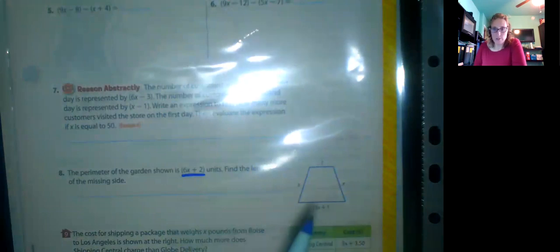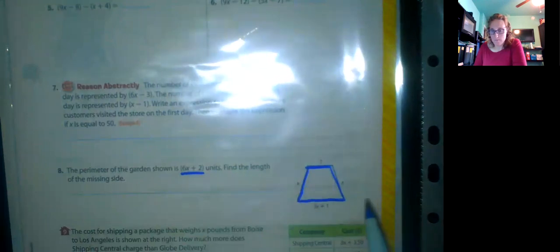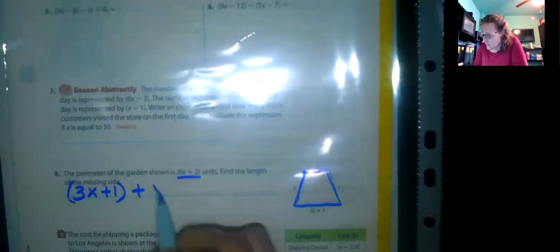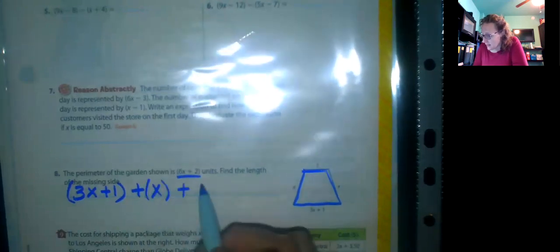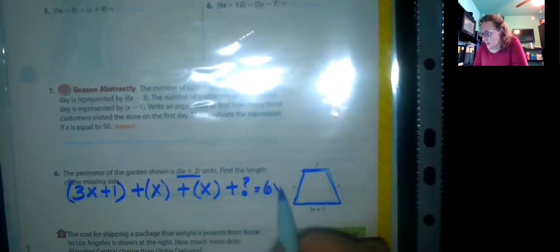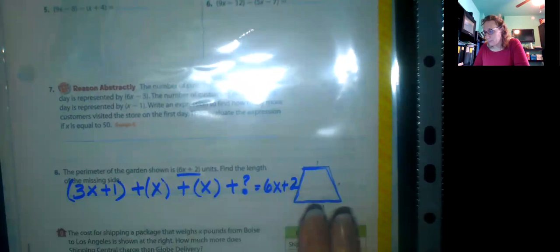All right, and then I'm going to do one more. I'm going to come down here to this trapezoid. Okay, so it says the perimeter of the garden is shown as 6x plus 2. So that's the whole thing, the perimeter. Remember, perimeter means to add all sides. Okay. So if we were to take this as, okay, 3x plus 1 plus x plus x plus question mark equals 6x plus 2.